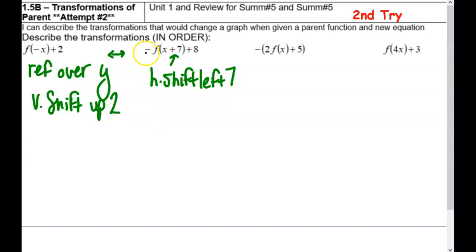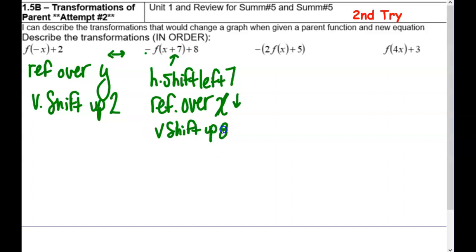Then the negative, which is reflect over, what's the negative on the outside reflect over? X. It is a vertical change this way, up, down. Reflect over X. And then a vertical shift up 8. I wouldn't count it wrong if you switched the first 2 around the order, but you have to put the reflection before the shift up.